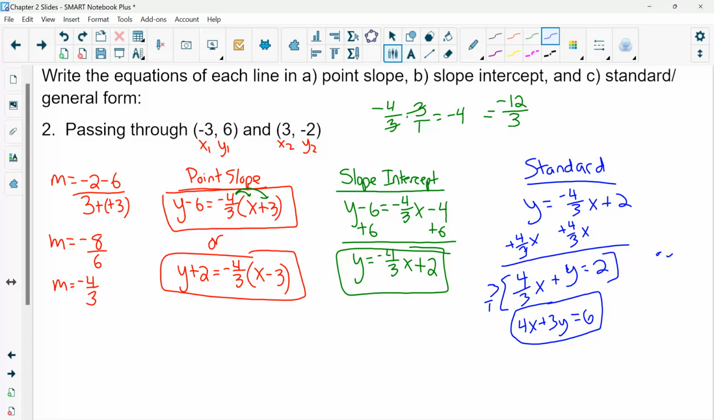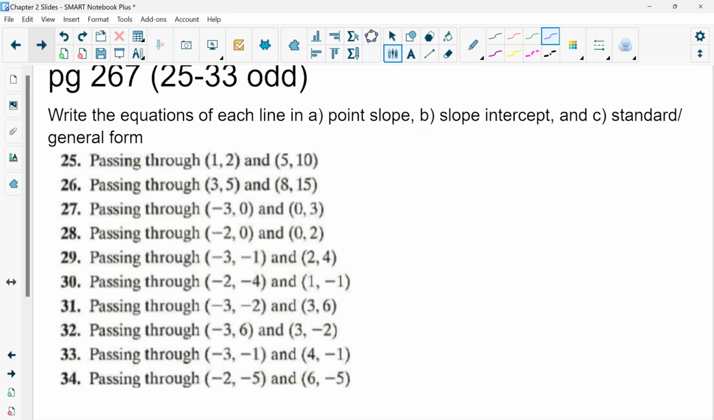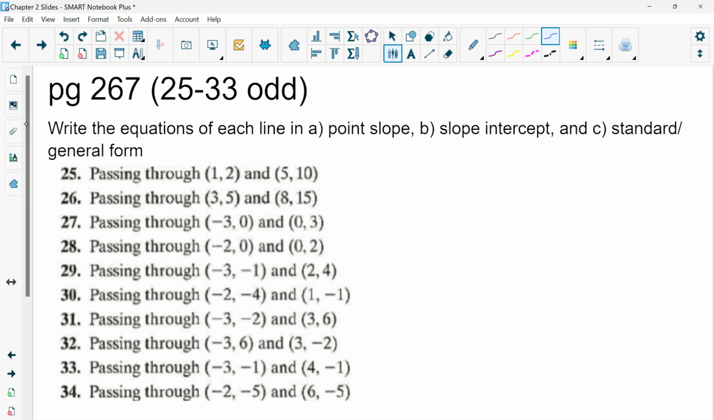All right, so you're going to have some time right now to work on some problems, and then we will come back and do a little bit more in a moment. So right now you're working on page 267, 25 to 33 odd. It's the same type. You're writing it in point slope, slope intercept, and then standard form.